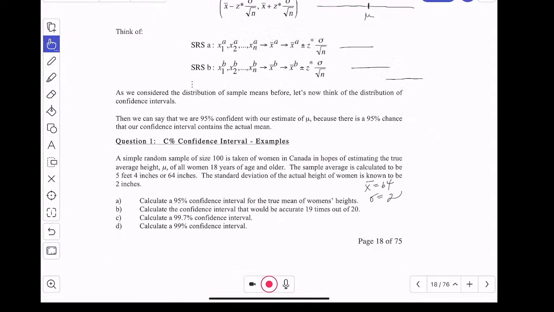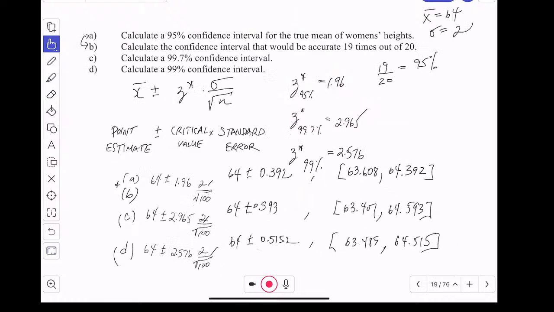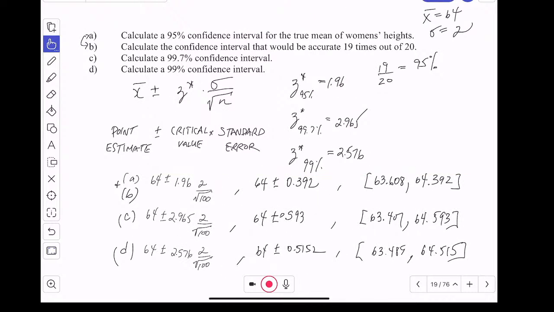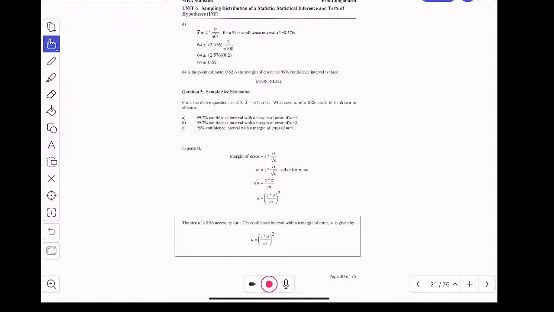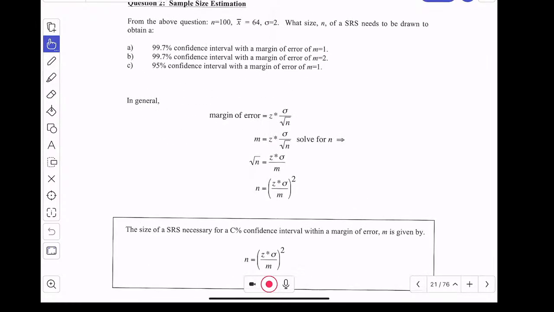The chance is 5%, right? That we did not reveal the true mean, and with our interval, we didn't capture it. So those are those exercises. You can practice those. And then we get to the question of sample size estimation.